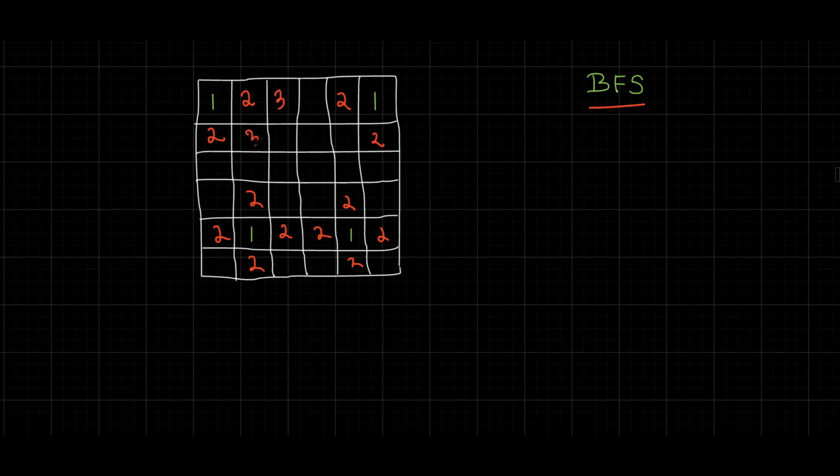This is the third level. From these 2s, we can go right. It is already visited, so we can go down. It is the third level. From this 2, this is the third level. This is the third level.